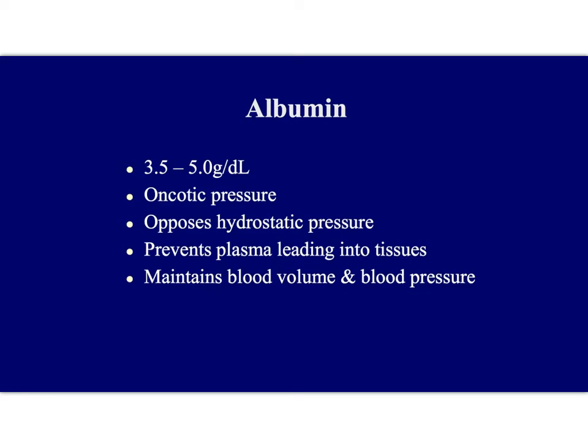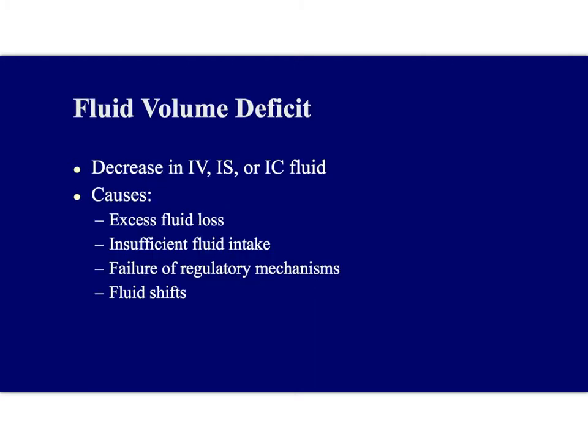We've had a conversation about serum albumin, which is a blood protein, and oncotic pressure. Normal serum albumin level is 3.5 to 5.0 grams per deciliter. We talked about oncotic pressure, which is the pulling power protein has for water. This opposes hydrostatic pressure. So if you've got high pressure, this will oppose things leaking out and help keep water in the space where it needs to be. It can prevent plasma water from leaking into the tissues, and its role is to maintain volume and blood pressure.